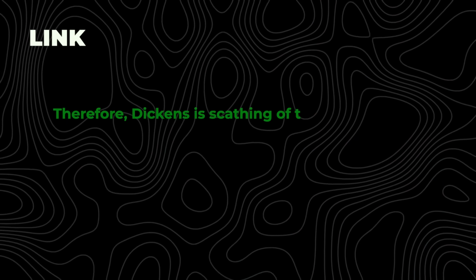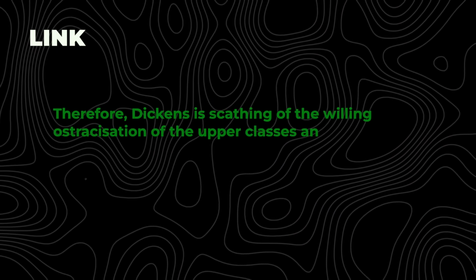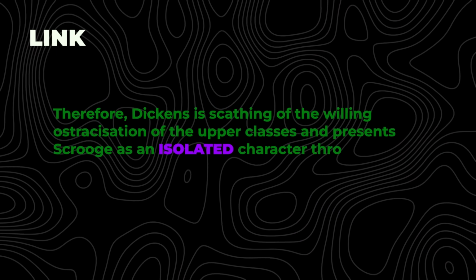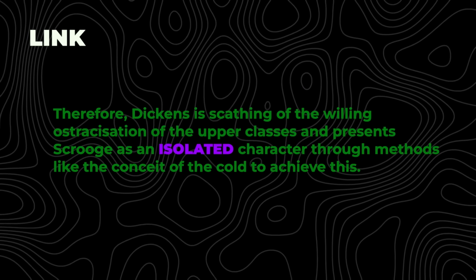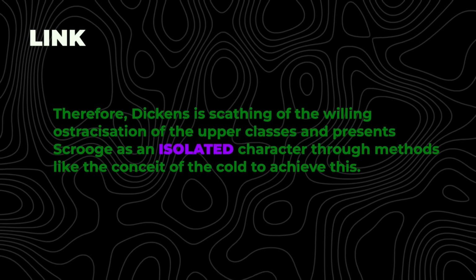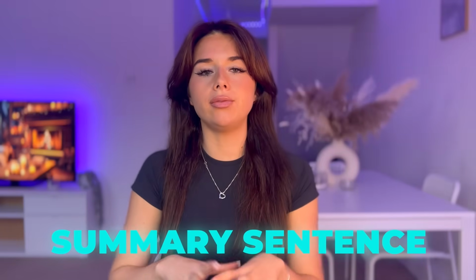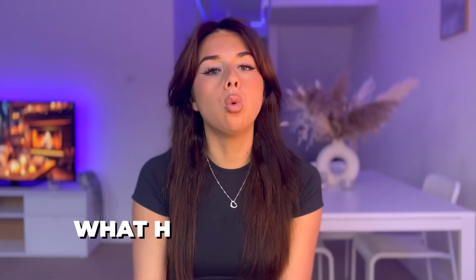We're now gonna link it all together in one final sentence. Therefore, Dickens is scathing of the willing ostracization of the upper classes and presents Scrooge as an isolated character through methods like the conceit of the cold to achieve this. So imagine your link sentence is just the summary sentence. Almost like if you were gonna encapsulate your whole paragraph in one sentence, what would it be? That is my link.